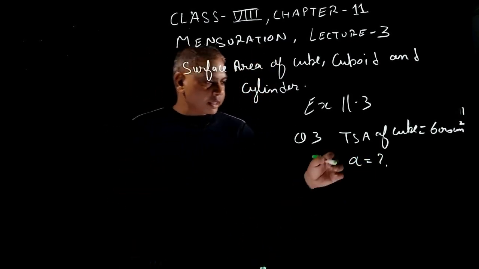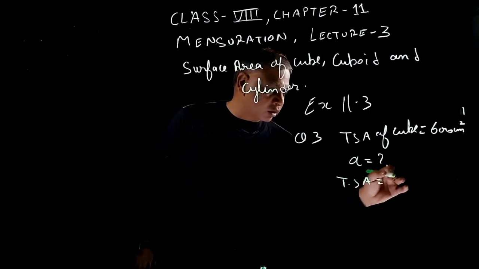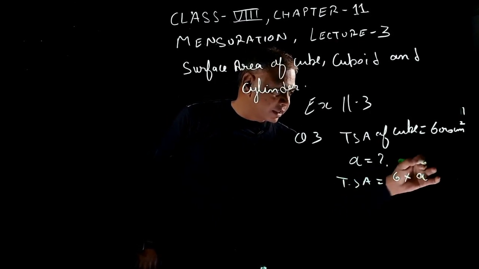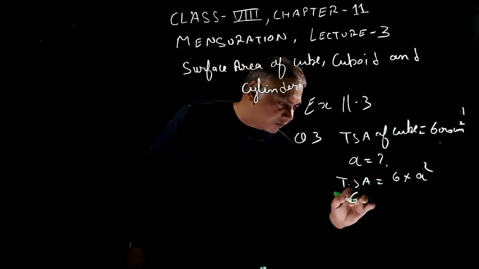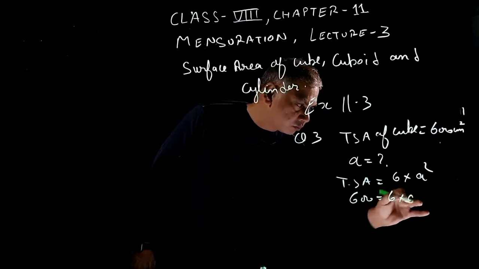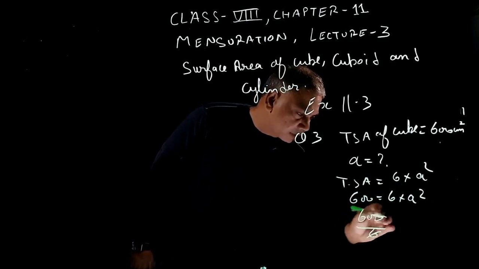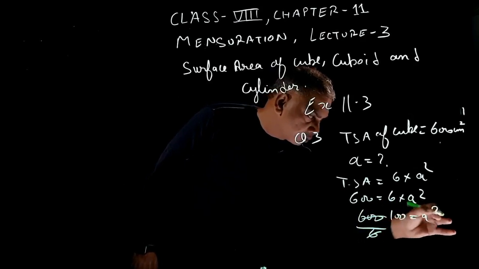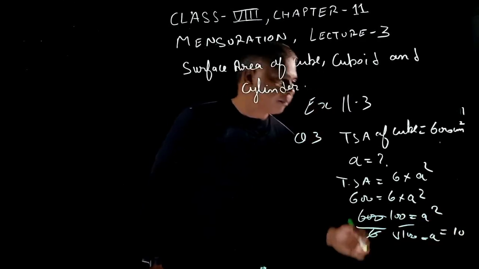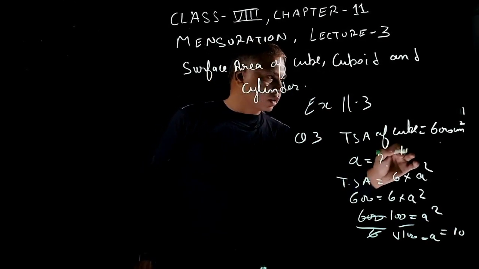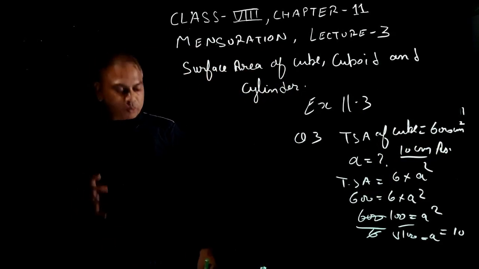What we will do, we know that total surface area TSA is equal to 6 into A square. Total surface area is given to us, that is 600. We will write the value. 600 upon 6, cancel out. 100 is equal to A square. A is equal to under root 100 is equal to 10. So side will be equal to 10 centimeter. This is your answer, beta. Okay, so that's how you will attempt question number 3.